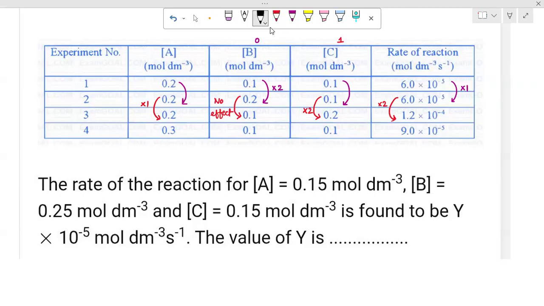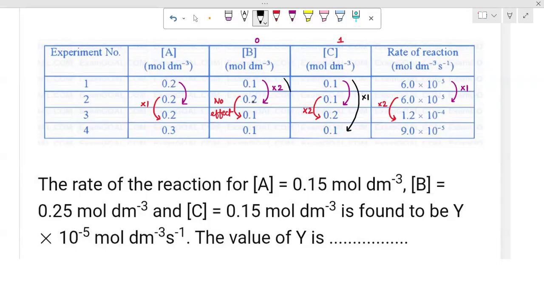Correct. Now next, I have already got the order with respect to B, I've got the order with respect to C, and I need the order with respect to A, for which I need to choose the experiments in such a way that the concentration of C does not change, because the concentration changes of B won't matter, as it is zero order. So the concentration of C is kept constant. Let's say I take 1 and 4. If I take 1 and 4, my concentration of C is kept constant.